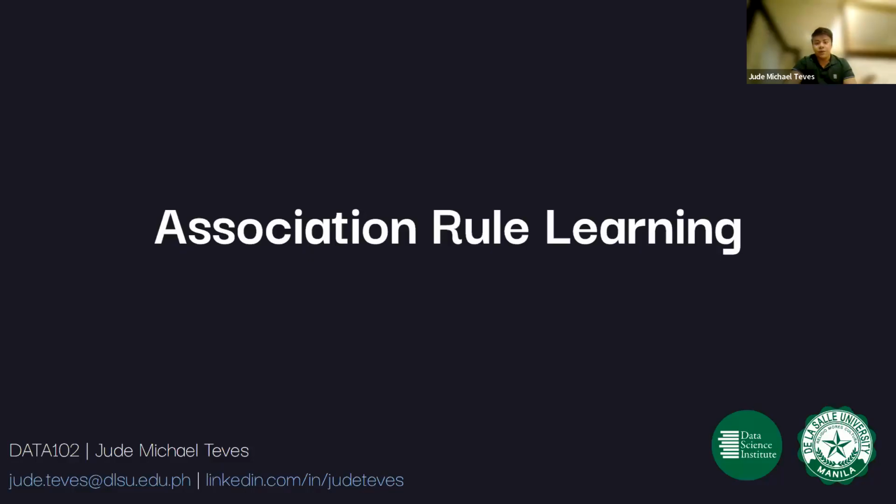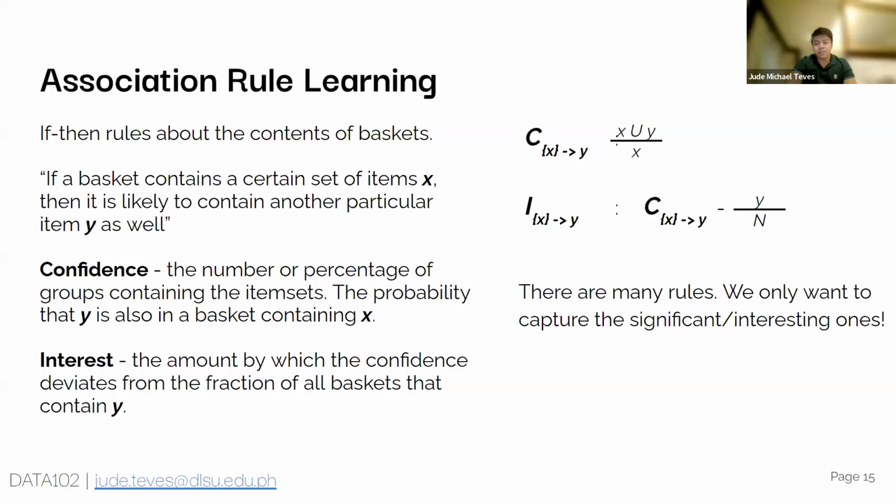Now, let's proceed to association rule learning. So what is association rule learning? This is the if-then rules about the contents of baskets. Basically, if a basket contains a certain set of items X, then it is likely to contain another particular item Y as well. So these are some of the measures that we will be using for association rule learning.